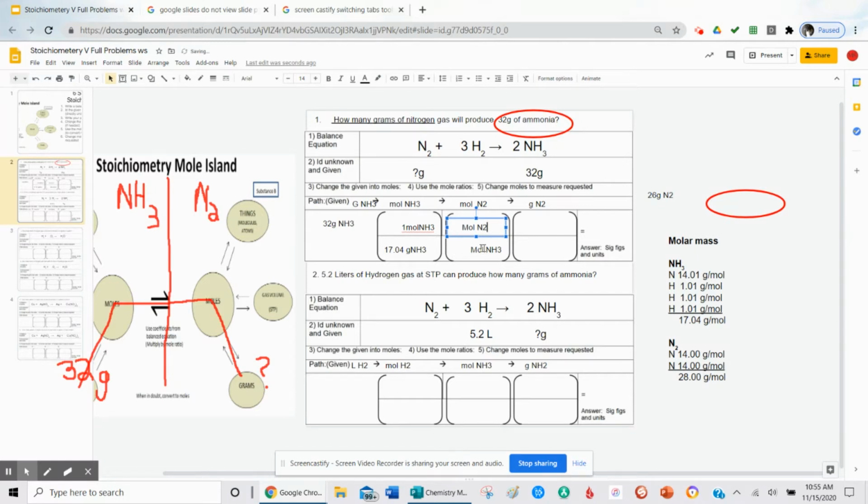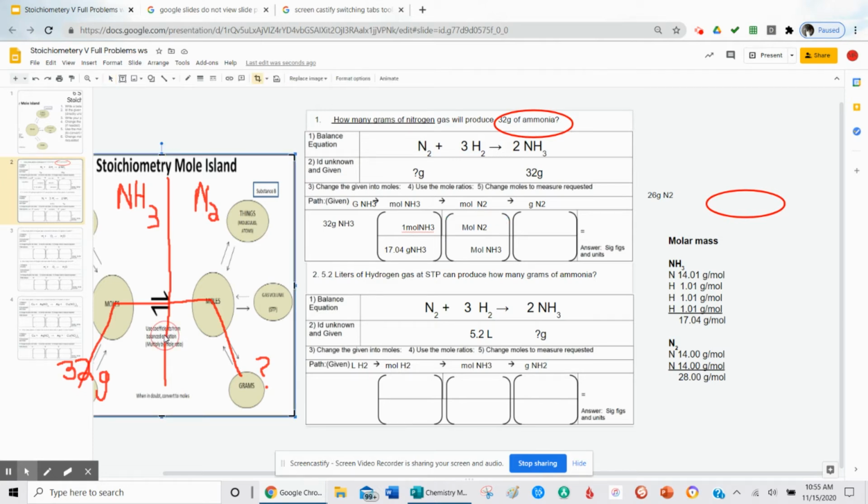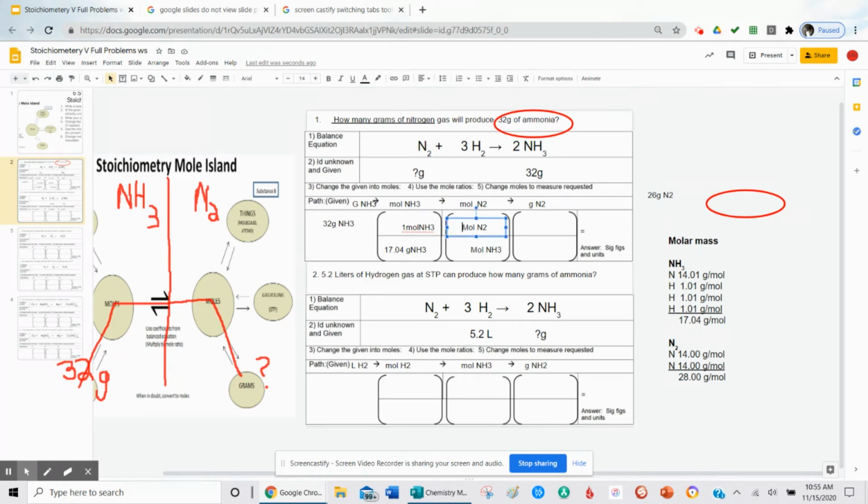And where do I get this conversion factor? Well, this comes from the coefficients of my balanced equation. So for nitrogen, I have 1, and that comes from right here. If there's nothing there, remember that's a 1. And then my moles of NH3, what are my moles of NH3? I have 2 moles of NH3, and that comes from right there, this coefficient. Okay, so now I've gone from grams of ammonia to moles of ammonia.